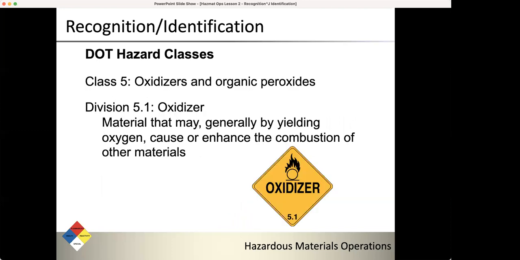Class 5 is oxidizers. So what does that mean? Their chemical structure is such that they have an extra oxygen in the molecule that they're very easy to give up, which means it enhances the combustion of other materials. The oxidizer symbol is a flaming circle, and it'll have a yellow color to it for oxidizers, Class 5.